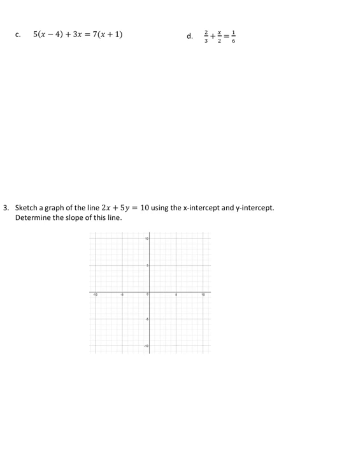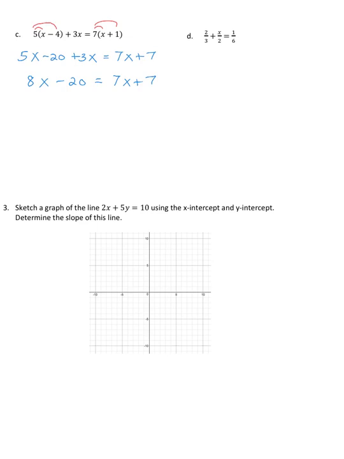In part C, this one's a little more complicated because there's parentheses, but all this means for us is I'm going to distribute the 5 as well as the 7 before I combine like terms. So I get 5x minus 20 plus 3x is equal to 7x plus 7. Now the parentheses are gone, I can combine like terms. On the left, we have a total of 8x minus 20 is equal to 7x plus 7.